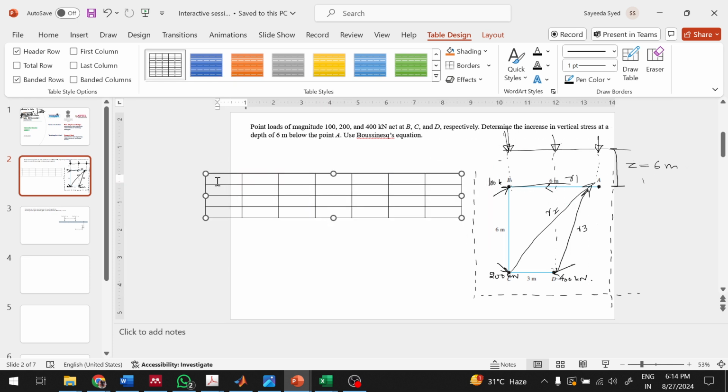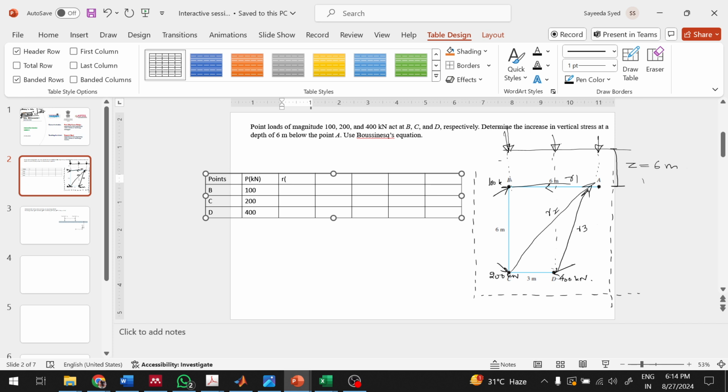Okay, so we have load points B, C, and D, and then we have load in kilonewton, which is 100, 200, 400, and let's calculate this R distance of these points directly from A.